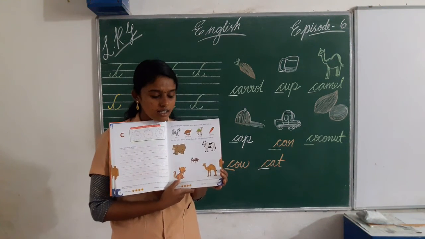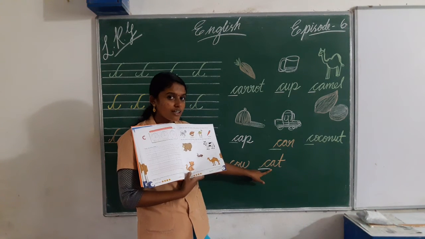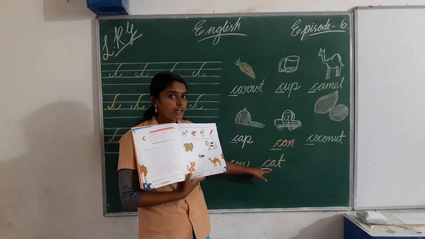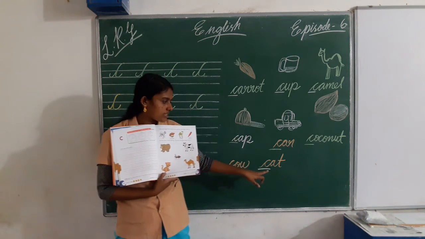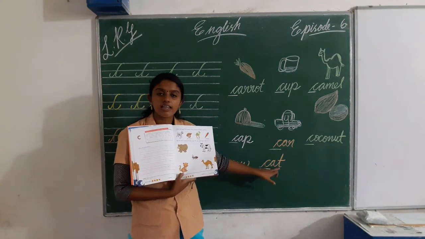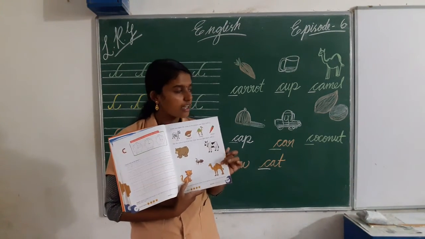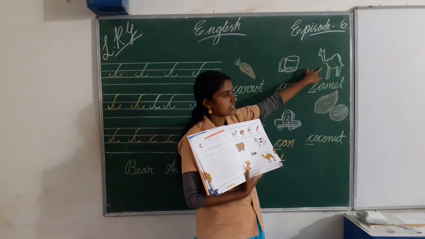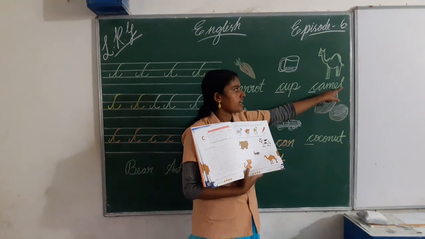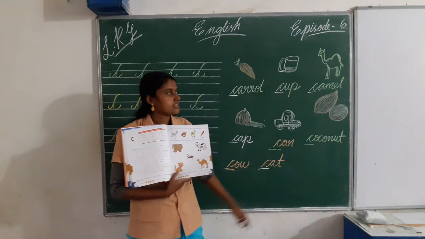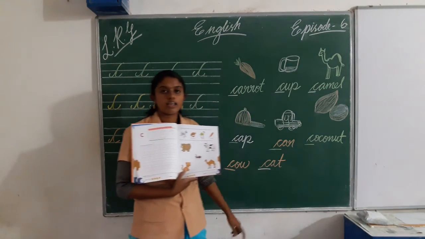What is this? C for cat. C-A-T. Cat. Next, what is this? Say camel. C-A-M-E-L. Camel.